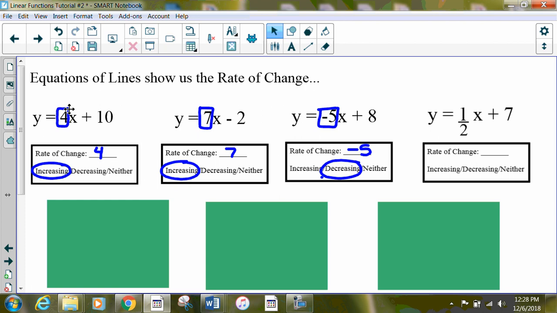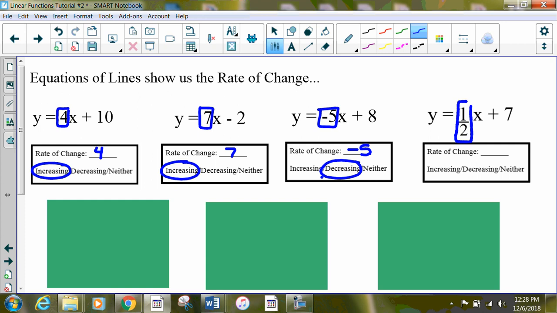The next one, please write down y equals 1/2 x plus 7. Once again, we are going to look at the number in front of the x. We see that it's a fraction, 1/2. So the rate of change is 1/2, which we know means that this linear equation rises up 1 before it runs over 2. So the graph would be up 1, over 2. Now some people get confused because 1/2 is a fraction and it is smaller than 1, but it's still increasing because it's positive. So this one is increasing.